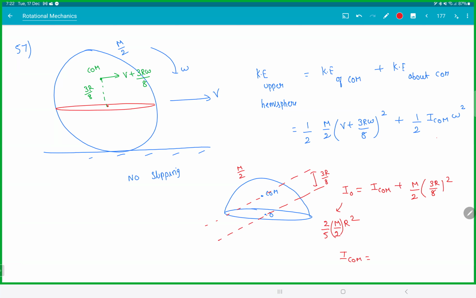Got the steps. If I ask you the kinetic energy of the lower hemisphere, what will change? Speed will be v minus 3r omega by 8. But the rotational part will remain the same. You're getting it? Only the translation will change, the rotation part will remain the same. Have a look at the steps. To find it for the upper hemisphere, find the velocity of the center of mass, and then the rotation there.